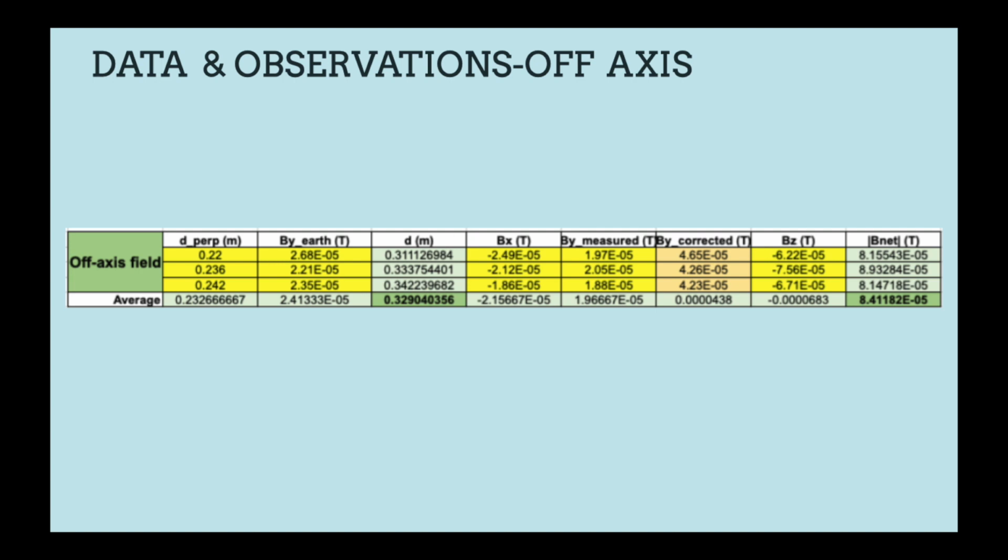For the second part of the experiment, I focused on finding the magnetic field off axis. I found a perpendicular distance for which the net magnetic field was equal to 100 microteslas. I then added B Earth and B measured to obtain B corrected on my spreadsheet.